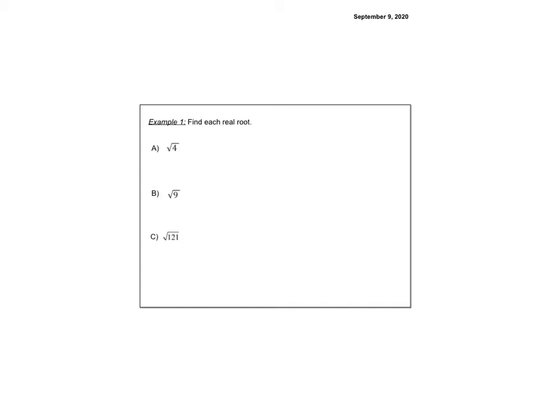All right, so now let's go ahead and find each real root. So these come out nice and evenly here. The square root of 4, hopefully you remember, is 2, because 2 times 2 is 4. The square root of 9 is 3, because 3 times 3 is 9. The square root of 121 is 11, because 11 times 11 is 121.